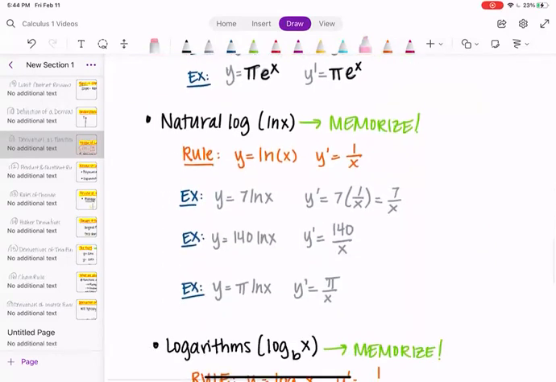The next one we're going to move on to is natural log. And if you remember, natural log and e to the x are related, right? Because if I'm going to take the natural log of e to the x, I just get x.